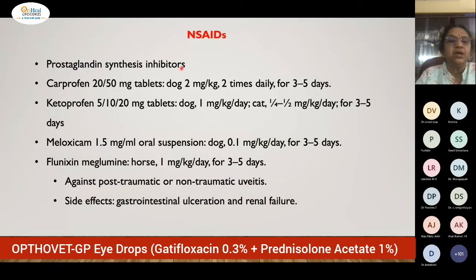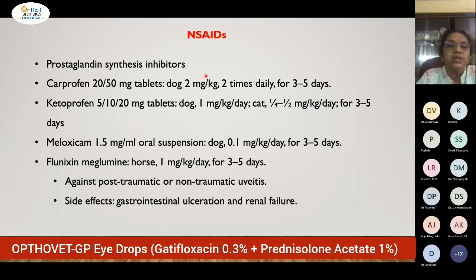Prostaglandin synthesis inhibitors are the NSAIDs. Carprofen, ketoprofen, meloxicam are there. Flunixin meglumine is something which we very commonly use in horses, especially in traumatic and non-traumatic uveitis. Non-steroidal anti-inflammatory drugs, I don't find as a very important mainstay, because you now have soft corticosteroids. It is not glucocorticosteroids that you have to use. You have soft corticosteroids like loteprednol you can use in place of the NSAIDs.